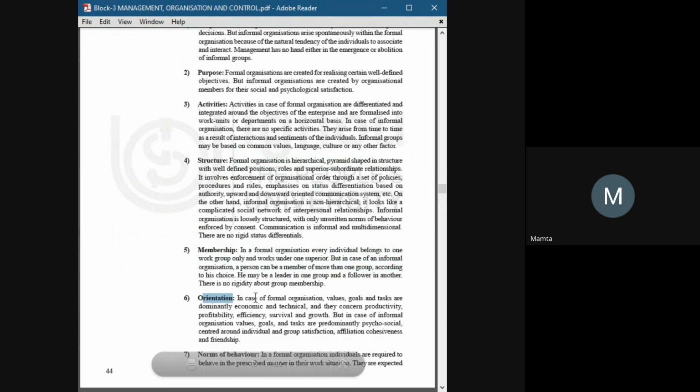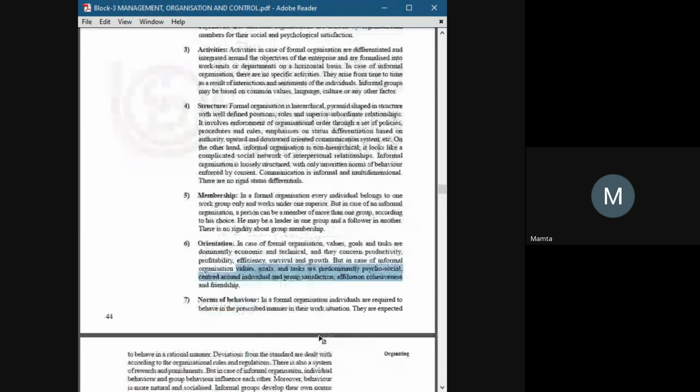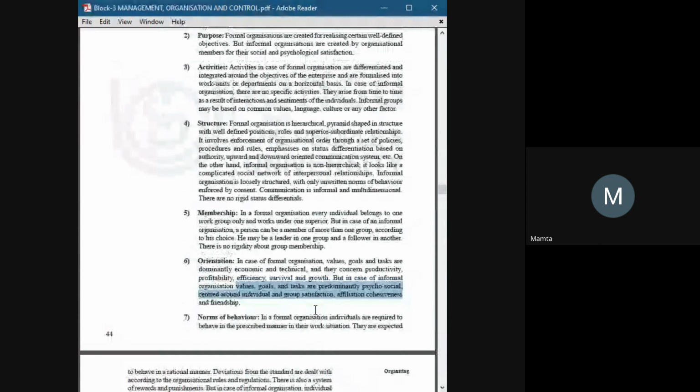Orientation. In the case of formal organization, values, goals, and tasks are dominantly economic and technical, and they concern productivity and profitability. But in the case of informal organization, values, goals, and tasks are predominantly psychosocial, centered around individual and group satisfaction. So these are some orientation, norms, and behaviors. So these are the differences between formal and informal settings.